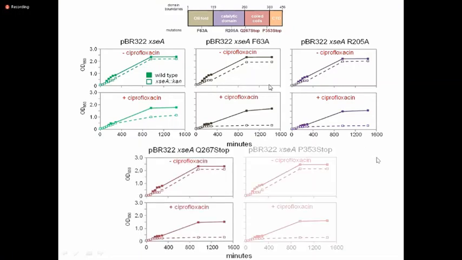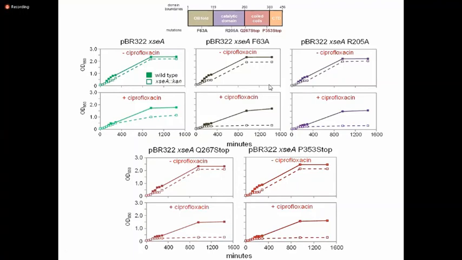And finally, we have mutated the parts of the coiled coils, which interact with XseB, the smaller subunit of exonuclease 7. You can clearly see when you mutate any part, there's a growth defect in both of them. So what we found out is that all these domains are responsible for the enzymatic action and are really important for XseA to repair the DNA.